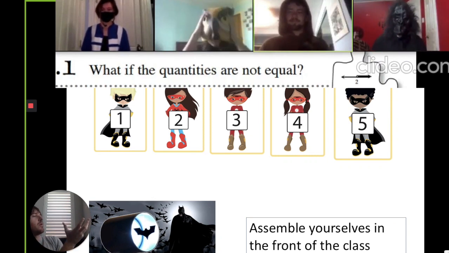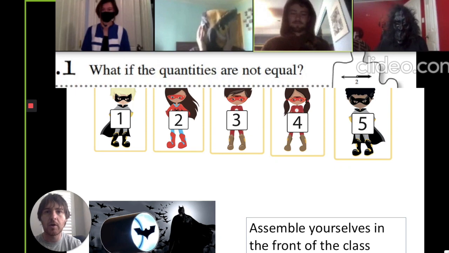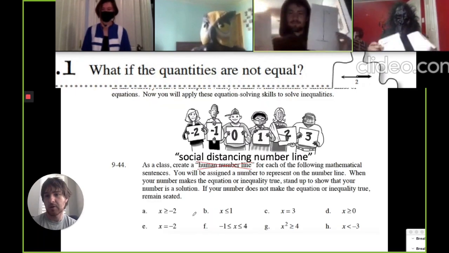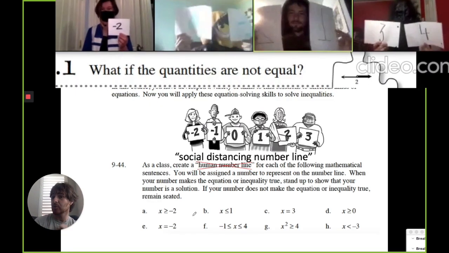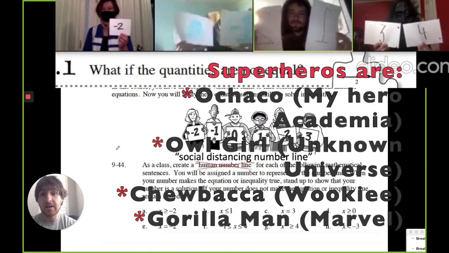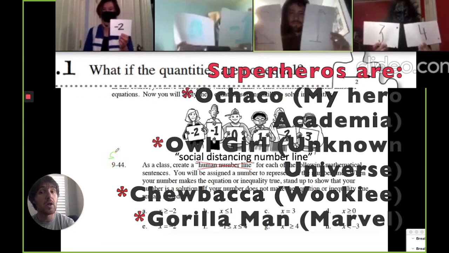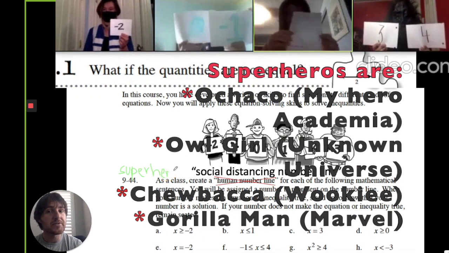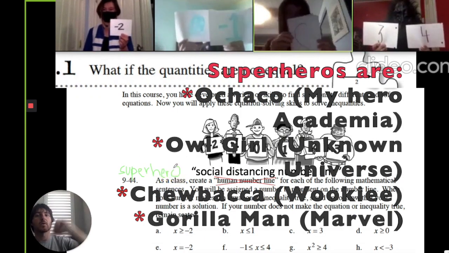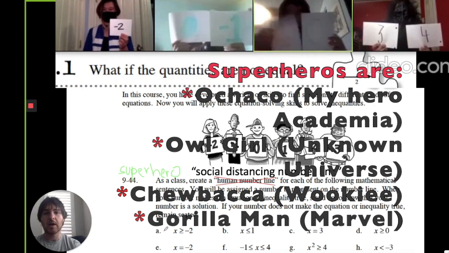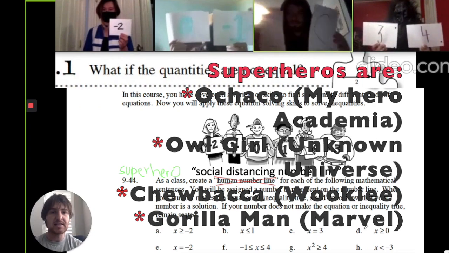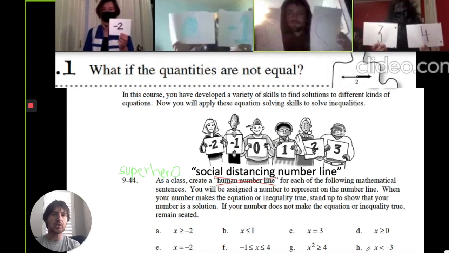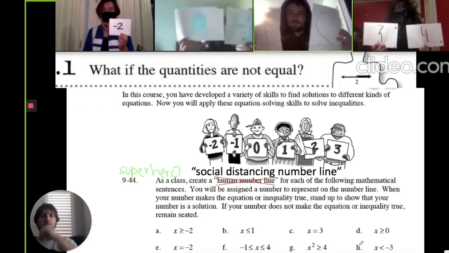From Reg 2104, I have my superheroes. So it's not just any number line this year. It's not just a social distancing number line this year. It's a superhero social distancing number line. We've gathered ourselves up. We have our numbers, and we're going to explain what solutions are. We're going to go through all of these: A, B, C, D, E, F, G, H. Superheroes, you ready? All right, you're ready.